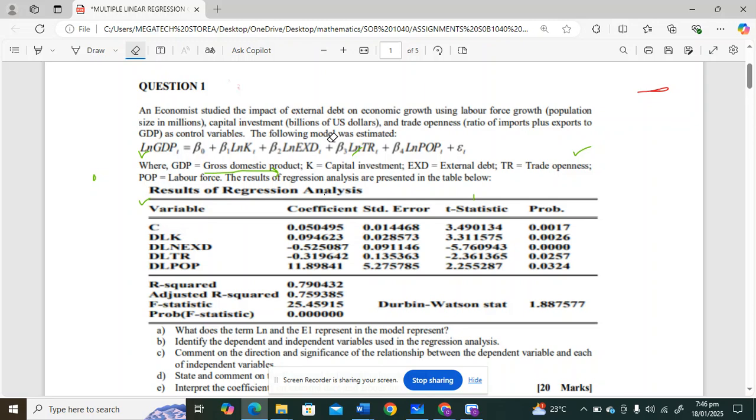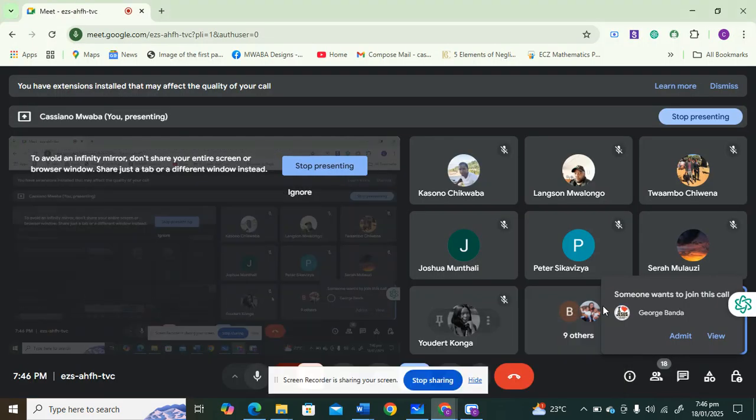And in this case, the relationship we're trying to investigate is the relationship of GDP with capital investment, external debt, trade, and the labor growth. So part one of the question asks us, what does the term ln and E1 represent? This ln here represents the natural log.